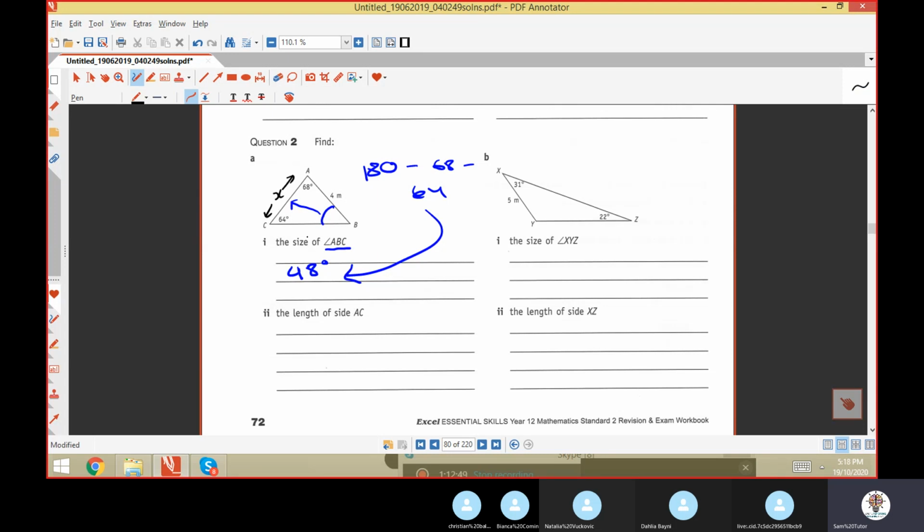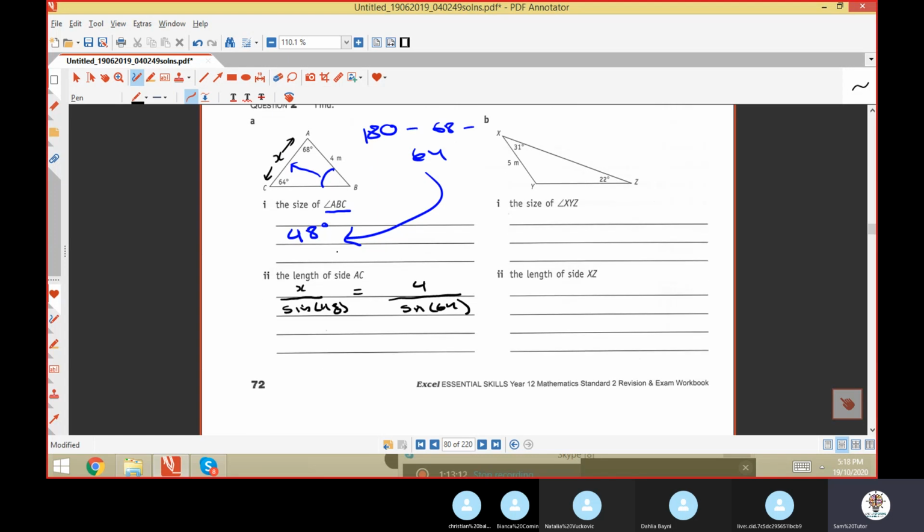Okay, see the pattern? So the red formula is for the sides, the blue one is for the angles. So X on sine 48 is equal to 4 on sine 64. Now, can anyone tell me why I chose 64 instead of 68? Yep, because 68 would have nothing, so there's nothing to do there. And other than that, that's pretty much what you've been doing already the past 10 minutes.